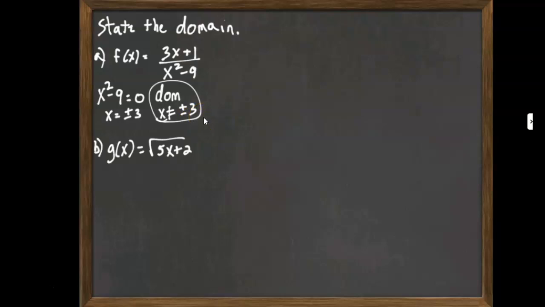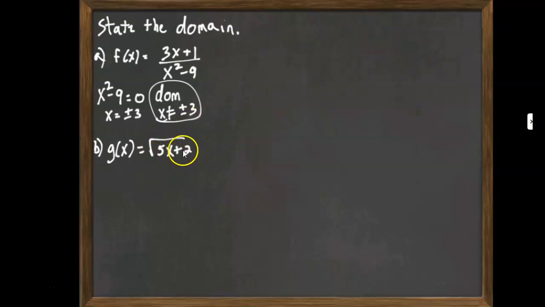Let's consider a second example here. g of x equals the square root of 5x plus 2. With this function, we are looking, once again, for the domain. So another red flag comes up. We have stuff inside of the square root.